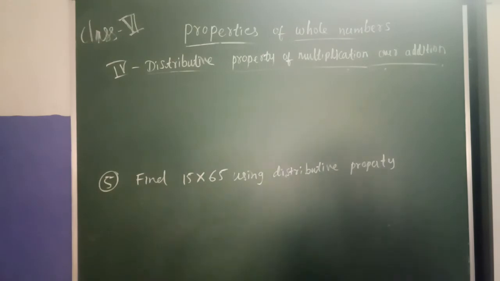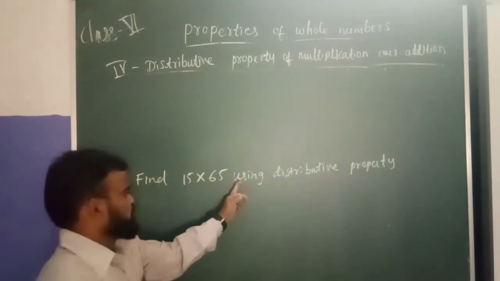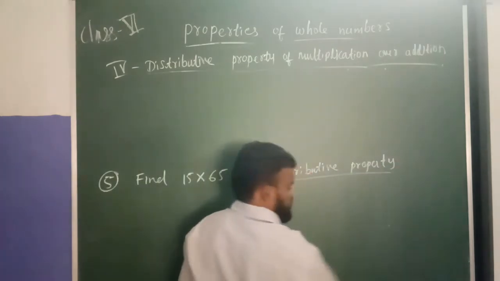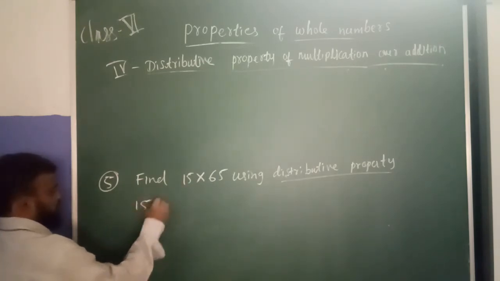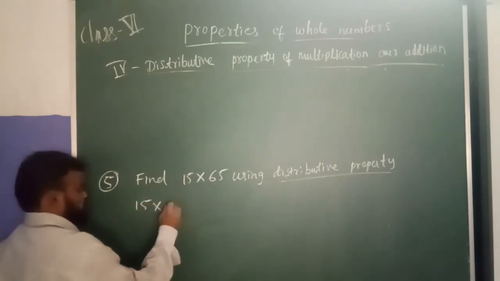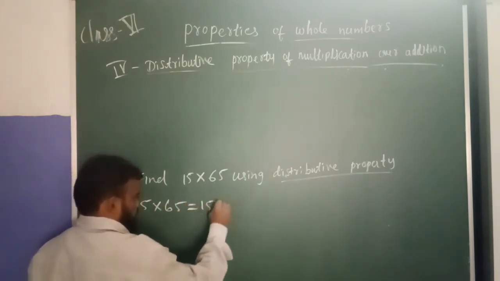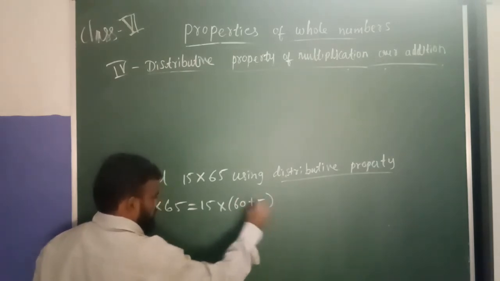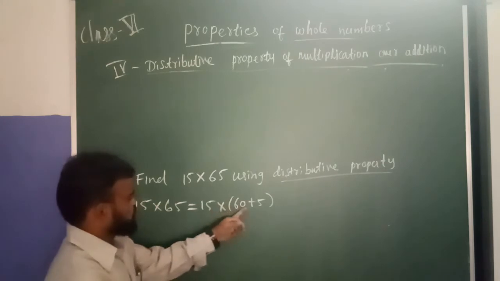Now I am going to the fifth one, a similar question. Find 15 into 65 using the distributive property. Right? Okay. So I will explain that. 15 into 65. How to write this? Open it: 15 into 60 plus 5. Right? 60 plus 5. Then distribute the property.